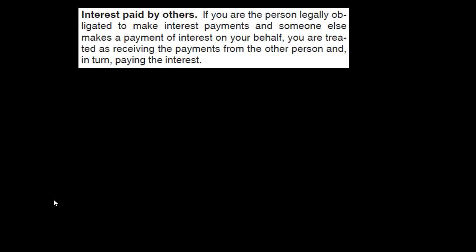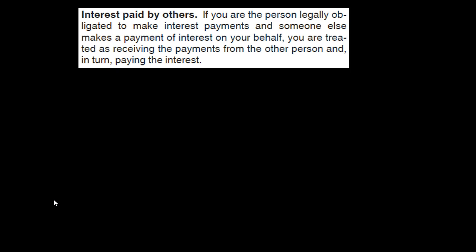Back to the text. Interest paid by others. If you are the person legally obligated to make interest payments and someone else makes a payment of interest on your behalf, you are treated as receiving the payment from the other person and, in turn, paying the interest. So we can imagine a situation where we had interest paid and then someone else is going to make the payment for us. Possibly someone related to us or something like that is going to make the payment, and they make the payment directly to the bank. They write the check to the bank, make the payment.